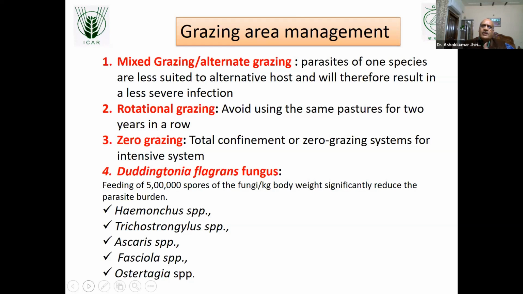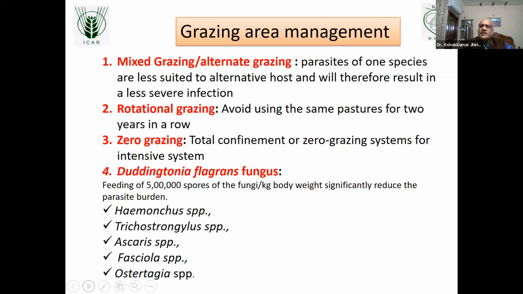For example, alternate grazing and mixed grazing: one type of species affects one class of animals, and if it goes to an alternative host, you are diluting the load of infection to the other class of animals. With rotational grazing, you avoid the same pasture for a long time, and then you introduce a new animal.